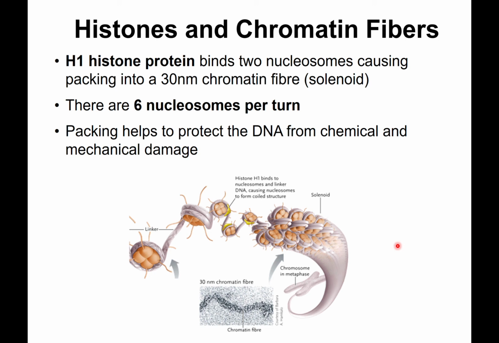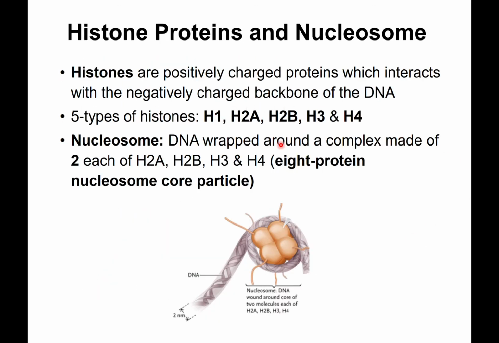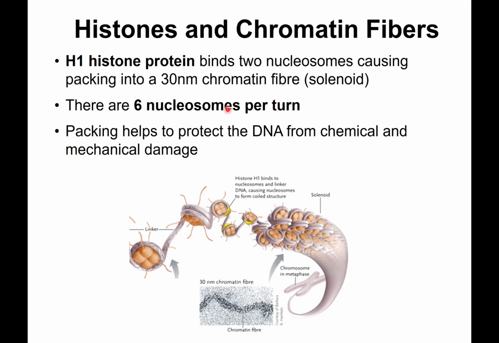And so these nucleosomes are actually joined together through the help of the other histone proteins. If you remember, there are 5 of them. These 4 are found in the nucleosome. And then you have the H1, which helps join nucleosomes together. So the H1 histone protein brings these nucleosomes together, causing them to further wrap around each other.